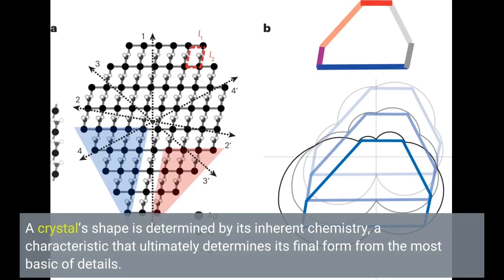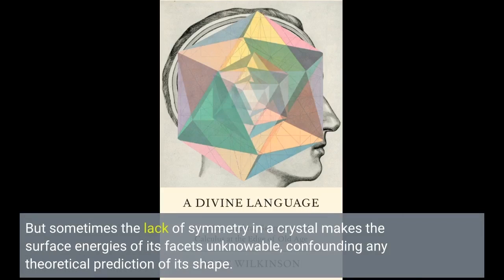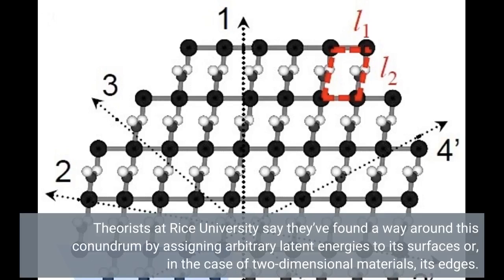A crystal's shape is determined by its inherent chemistry, a characteristic that ultimately determines its final form from the most basic of details. But sometimes the lack of symmetry in a crystal makes the surface energies of its facets unknowable, confounding any theoretical prediction of its shape. Theorists at Rice University say they've found a way around this conundrum by assigning arbitrary latent energies to its surfaces or, in the case of two-dimensional materials, its edges.